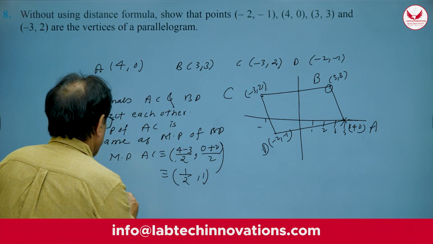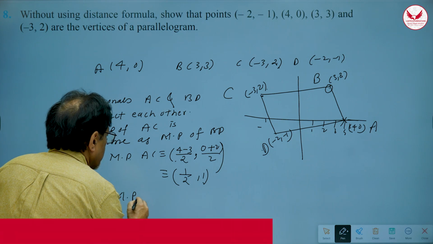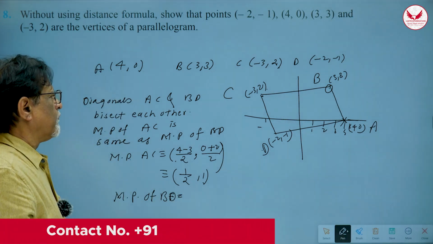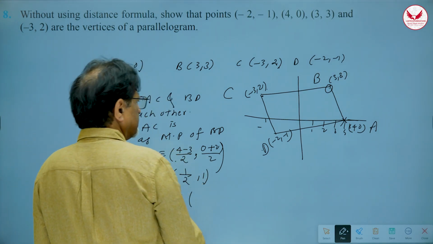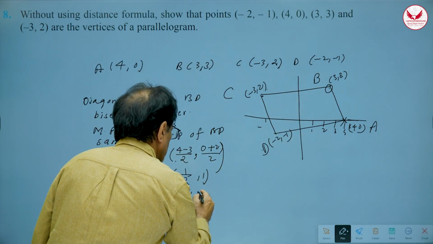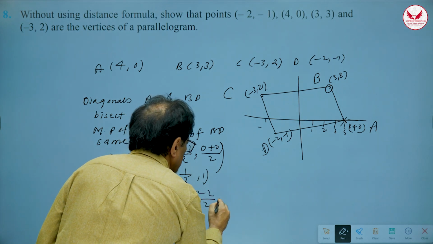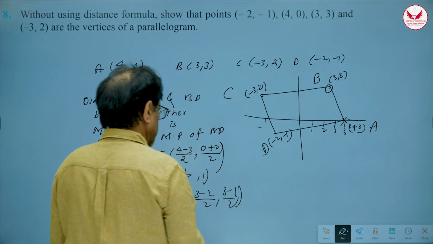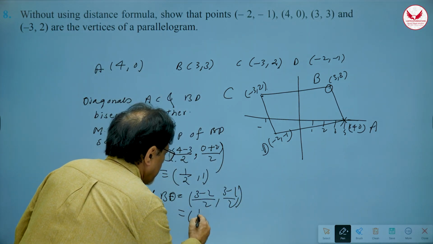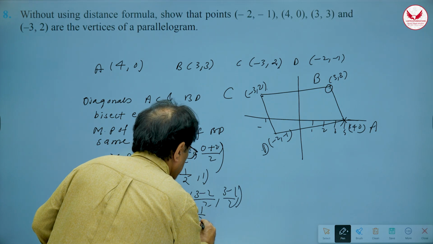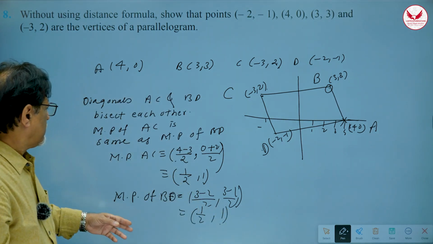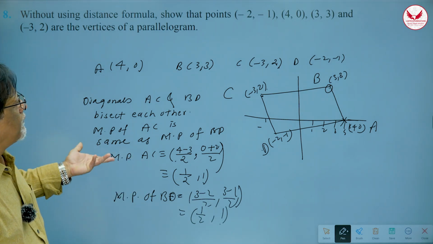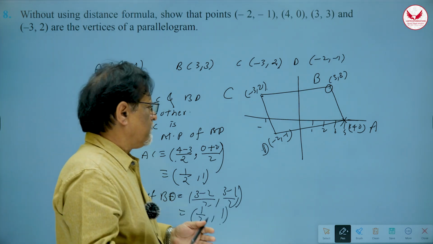Now let us find out the midpoint of BD. What is the midpoint of BD? B, (3 minus 2) upon 2, and (3 minus 1) upon 2. Correct? So therefore, this turns out to be half and 1. We have proved that the midpoint of AC is equal to the midpoint of BD. Therefore, AC and BD bisect each other, and therefore, the quadrilateral is a parallelogram.